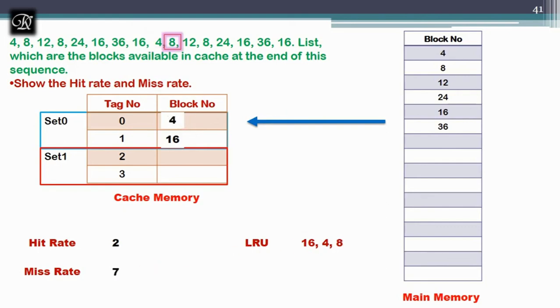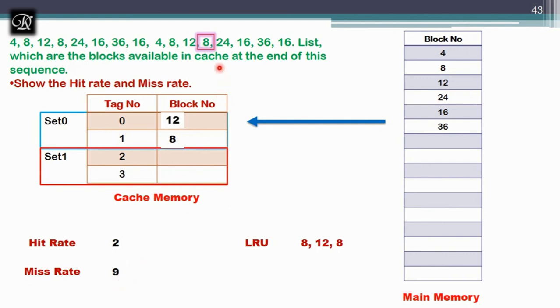miss rate. Next request is for 8. 8 is not there in the cache. Again, do the same task: find the set number, decide which block has to be replaced, that is 16, and update the miss rate. Next, for 12, again 12 is not there in the cache. Again, it's going to be a miss, and decide which has to be replaced on which set, that is set 0, and 4 is the block which has to be replaced, and increase the miss rate.